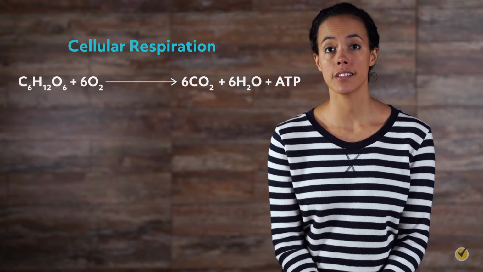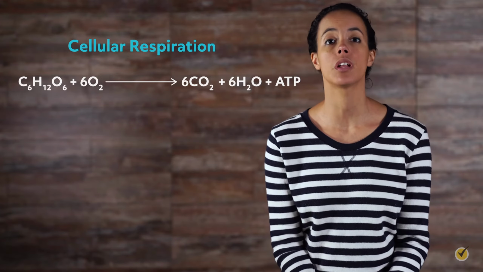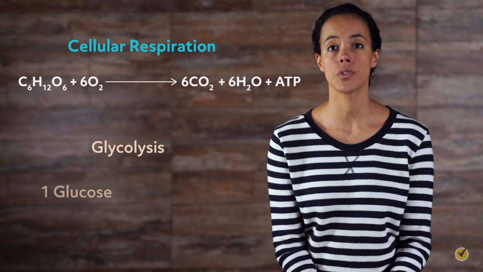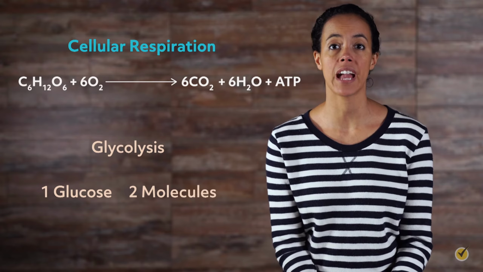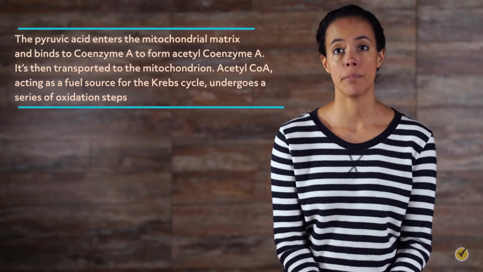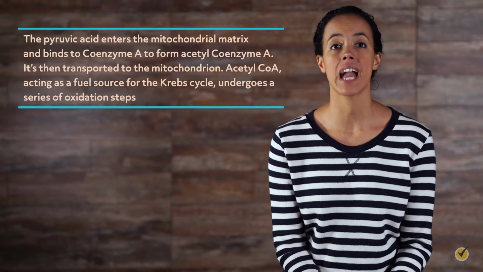So, when an animal eats, the glucose molecules in food will undergo glycolysis in the cytoplasm to convert one glucose to two molecules of pyruvic acid to be used in the Krebs cycle in mitochondria. In a bridge step, the pyruvic acid enters the mitochondrial matrix and binds to coenzyme A to form acetyl coenzyme A. It's then transported to the mitochondrion.